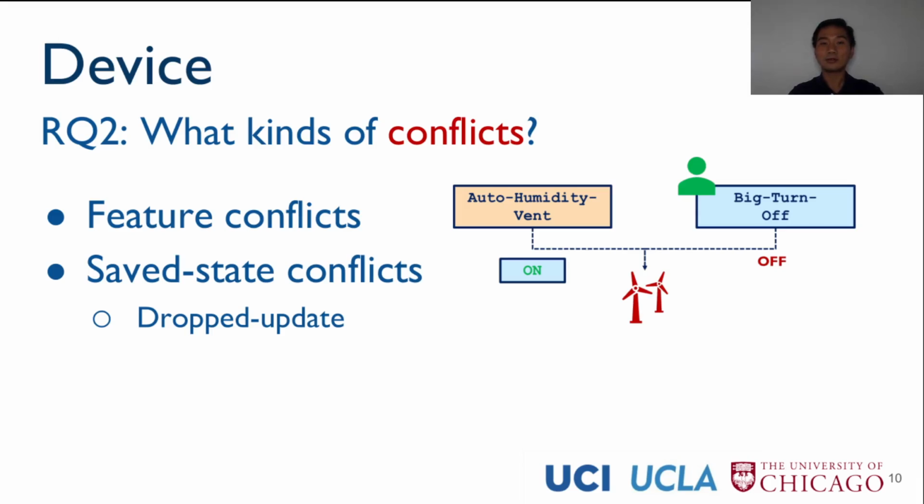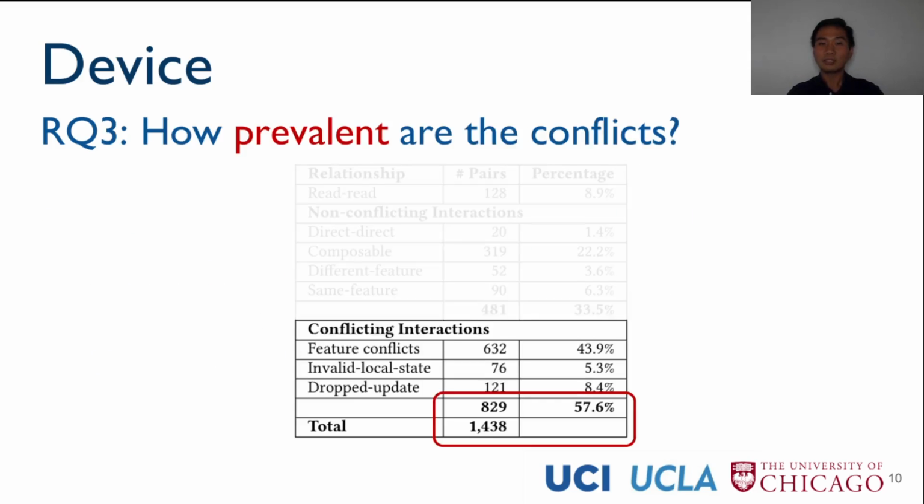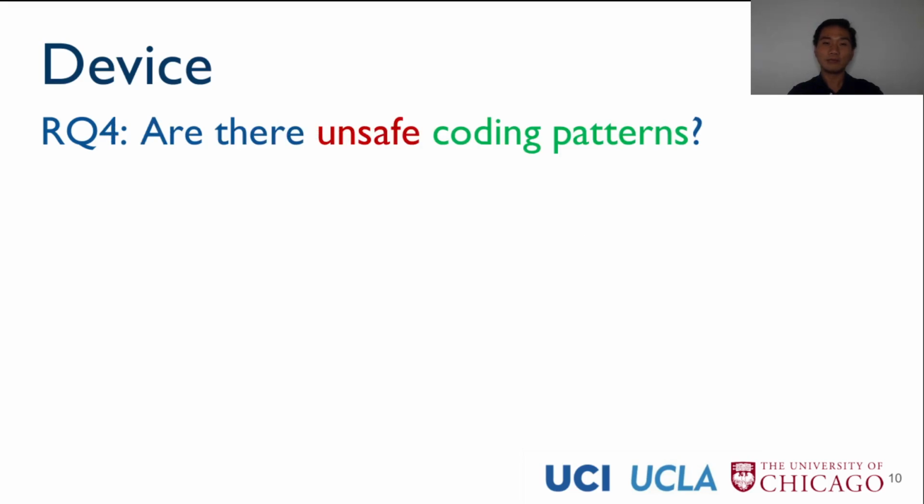The next time the sensor reading indicates that the auto humidity vent has to turn on the fan, it would simply read its local state variable and think that the fan is already on. We call this invalid local state. How prevalent are these conflicts? These conflicts account for nearly 60% of all app pairs in the device group. Are there unsafe coding patterns? Not too surprisingly, among the conflicting pairs of apps, we found the following patterns.